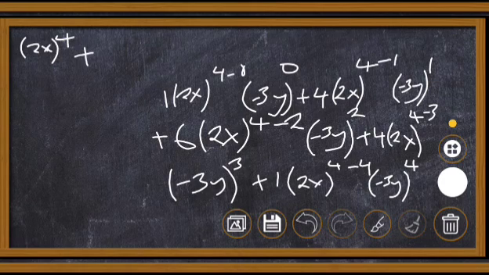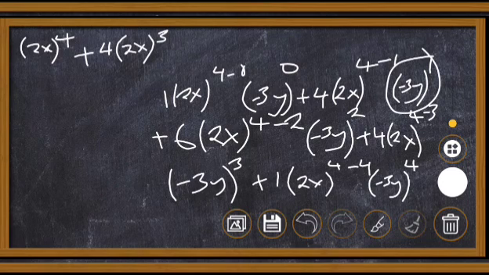Then plus, we move to the next one. On the next one, we have the fourth term here, so we are going to have 4. And then open brackets, we have 2x. And then 4 minus 1 on the power, it's going to remain as 3, since 4 minus 1 is 3. And then here we have power of 1, which means that we are just going to have negative 3y.